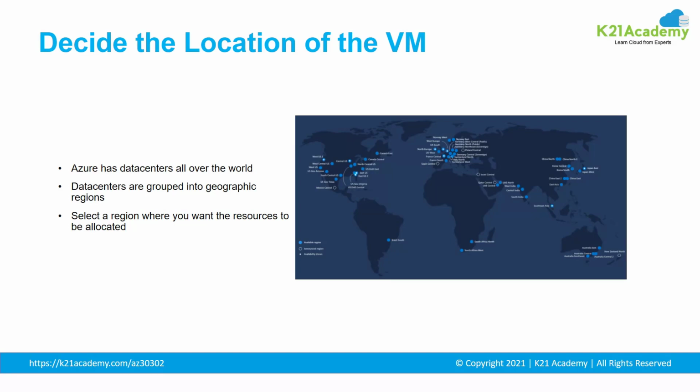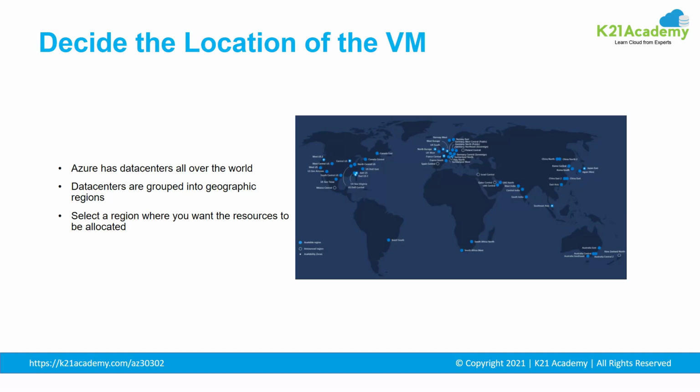So the next thing we have to do is decide the location of the VM. Azure has data centers all over the world filled with servers and disks. These data centers are grouped into small geographic regions called West US, North Europe, Southeast Asia, etc.